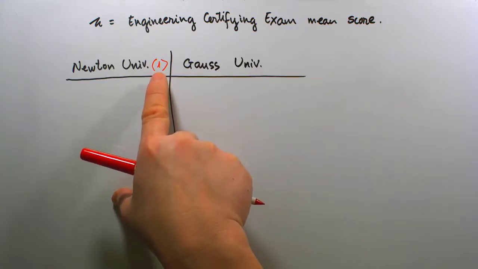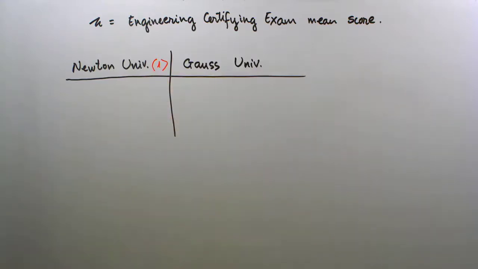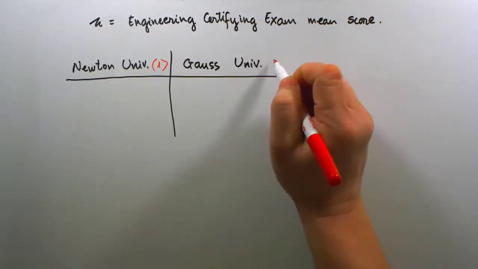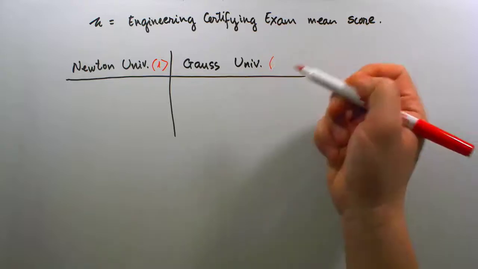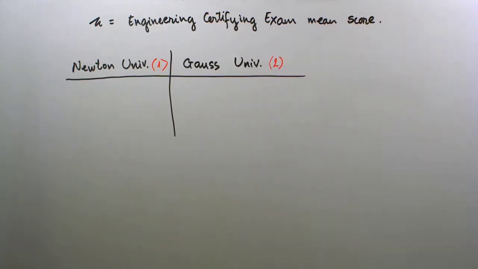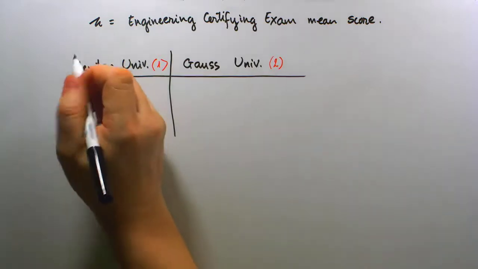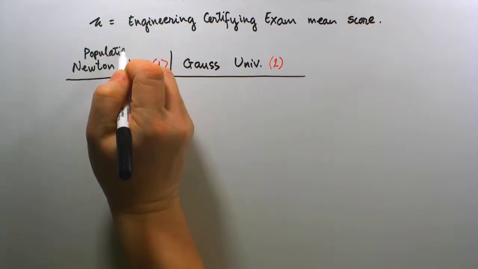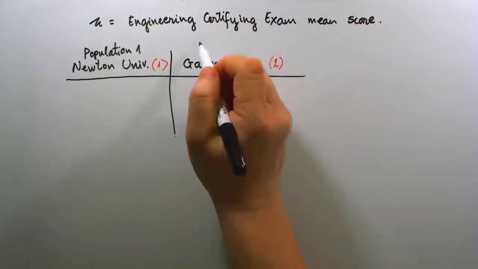So here it's only a choice, and I made this choice because in the wording of the example itself, Newton University was listed first, so I'll just go with that order. And so in this way, Gauss University as a population, the engineering department at Gauss University, is labeled as population number 2. And so now we can regard this as population 1, and this is population 2.